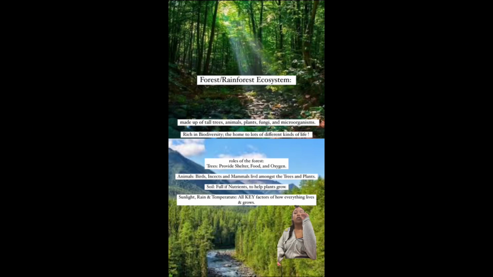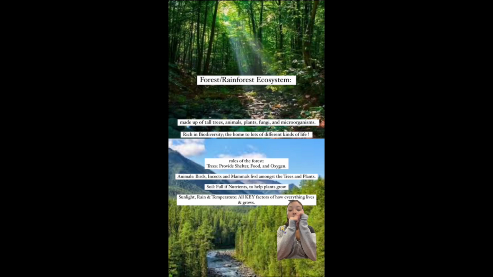And then I'll just be introducing the rainforest/forest ecosystem. This ecosystem is one of the most common ecosystems around the United States and other continents, because a lot of the continents on Earth are foresty. It's made up of tall trees, animals, plants, fungi, and microorganisms. It's very rich in biodiversity and the home to many different kinds of life, from the level of primary consumers to the level of tertiary and beyond consumers. There's lots of different examples.